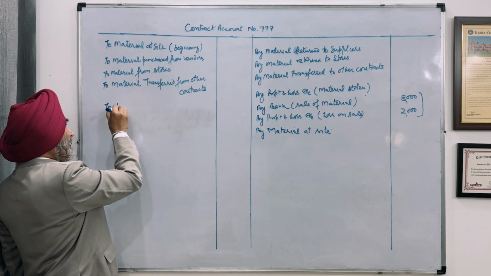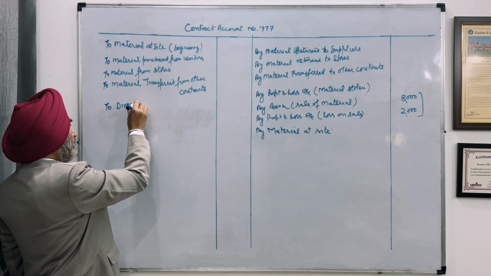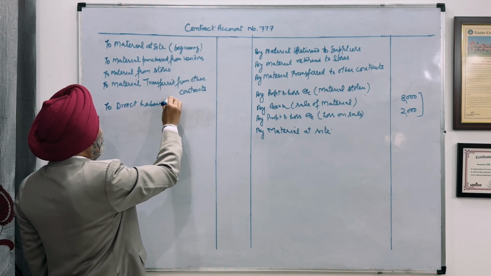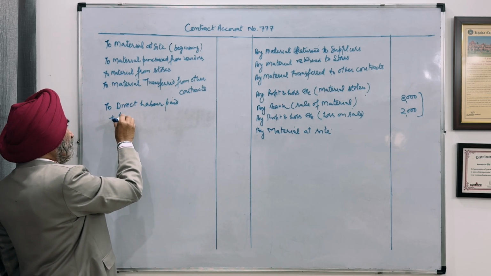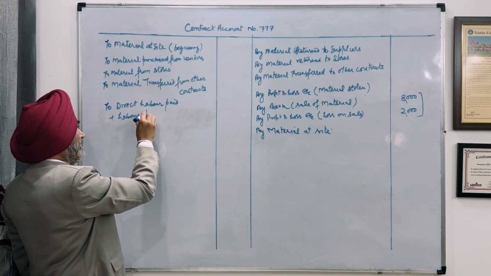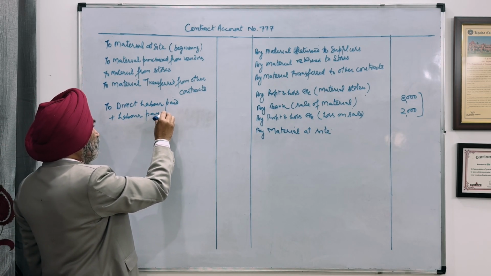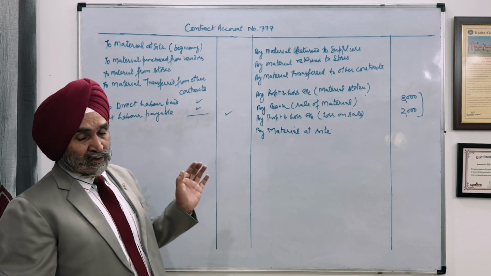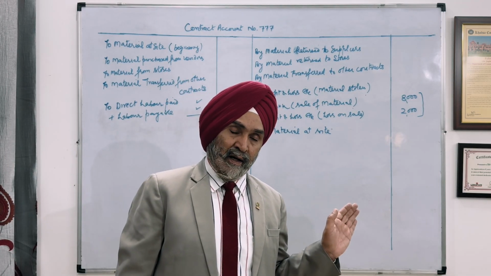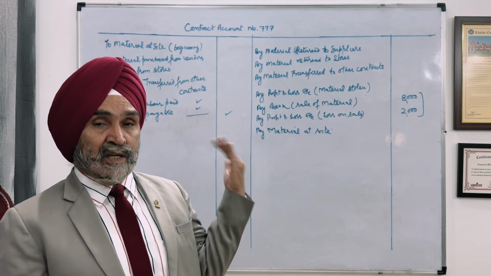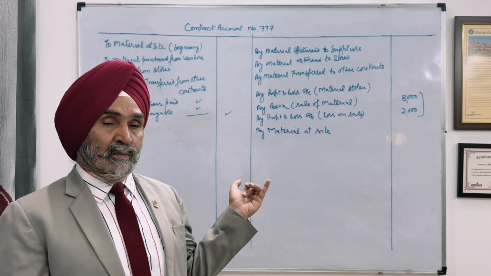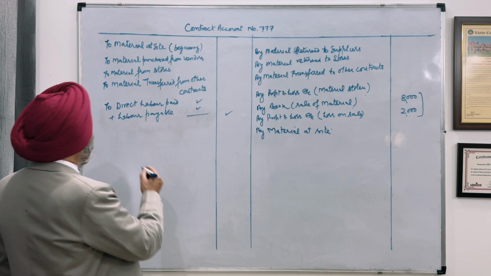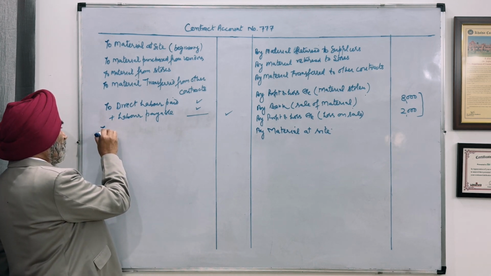Then direct labor. Direct labor paid plus labor charges payable. Both will be debited during the year: whatever labor we have paid, and whatever relating to the year is still payable will also be debited. Then there may be certain overheads.